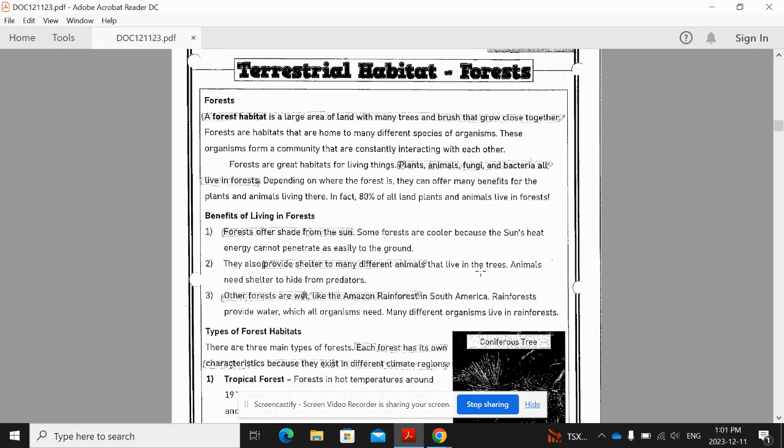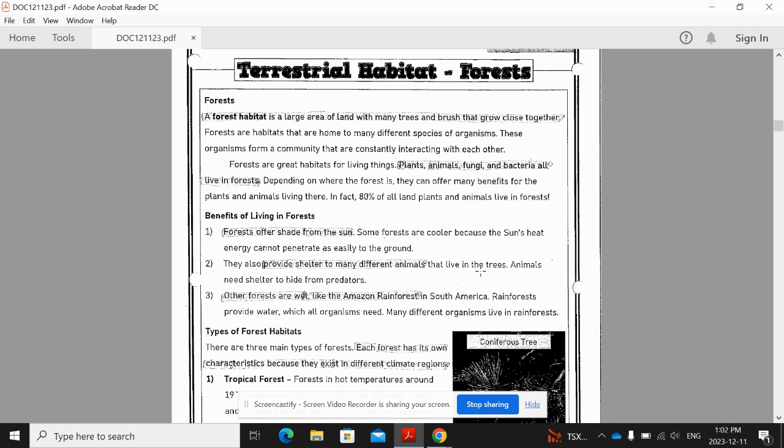Terrestrial habitat for forests. A forest habitat is a large area of land with many trees and brush that grow close together. Forests are habitats that are home to many different species of organisms. These organisms form a community that are constantly interacting with each other. Forests are great habitats for living things. Plants, animals, fungi, and bacteria all live in forests.